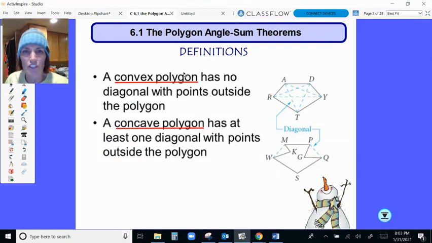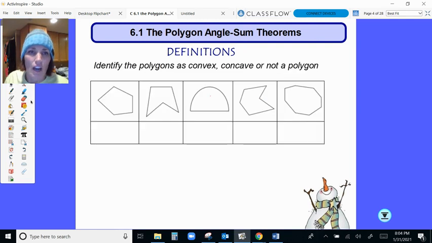Next is convex versus concave polygons. Convex has no diagonal with points outside. So if you were to connect all the diagonals of all the vertices, none of the diagonals would be outside. Also, each angle in the polygon measures less than 180 degrees. Right here, if you connect any of my diagonals, some of the diagonals lie outside my polygon, and that is a problem. Or I should say less than 360 degrees up here. Sorry about that.